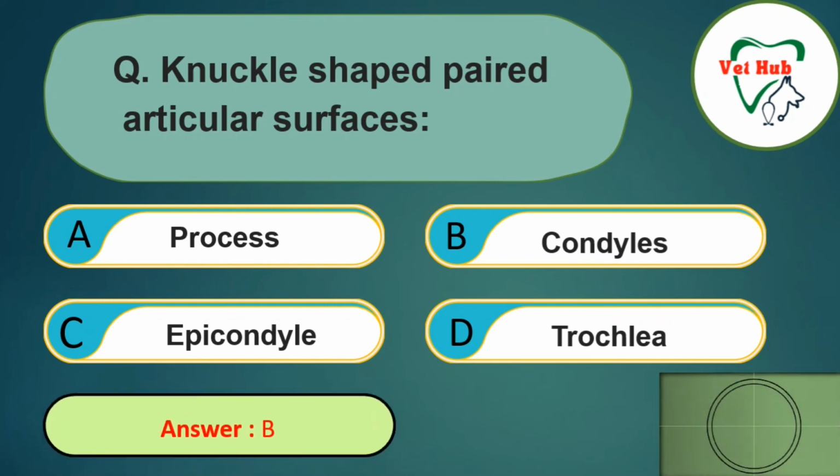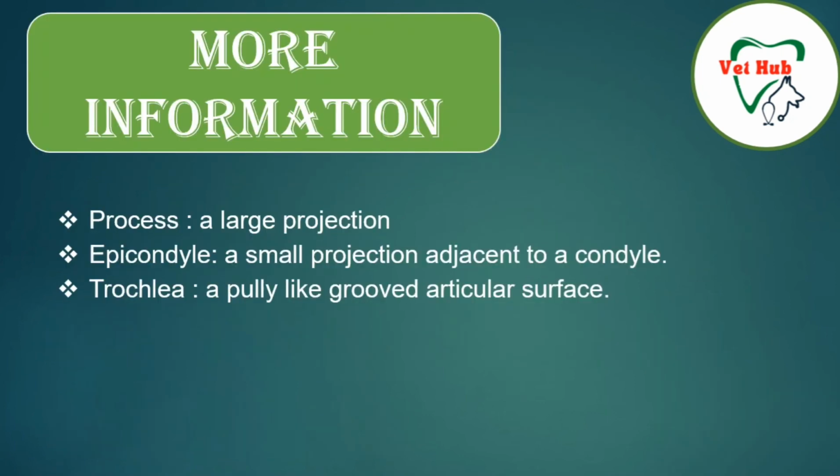And the correct answer is option number B, condyle. Similarly, process is a large projection, while epicondyle is a small projection adjacent to a condyle. They are present nearby the condyle. Trochlea is a pulley-like grooved articular surface.